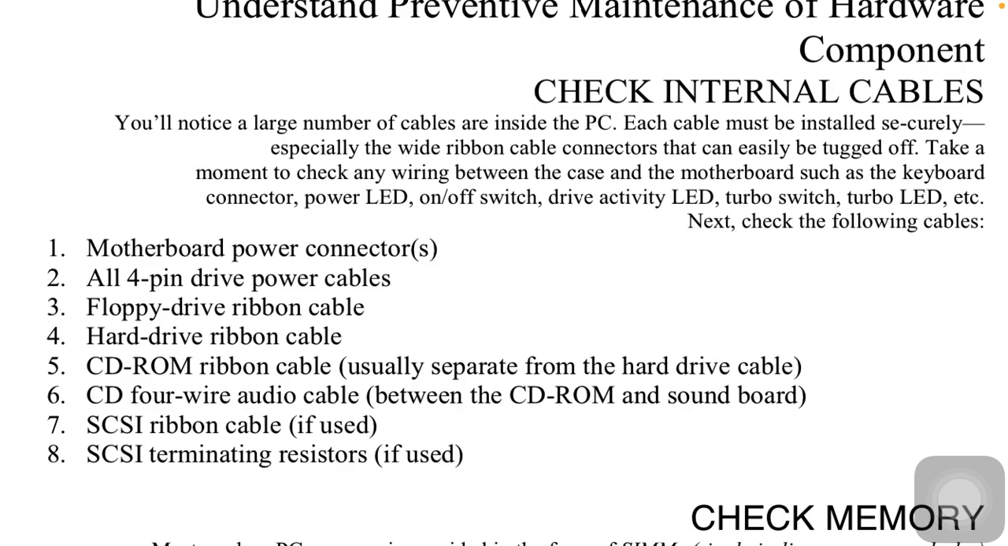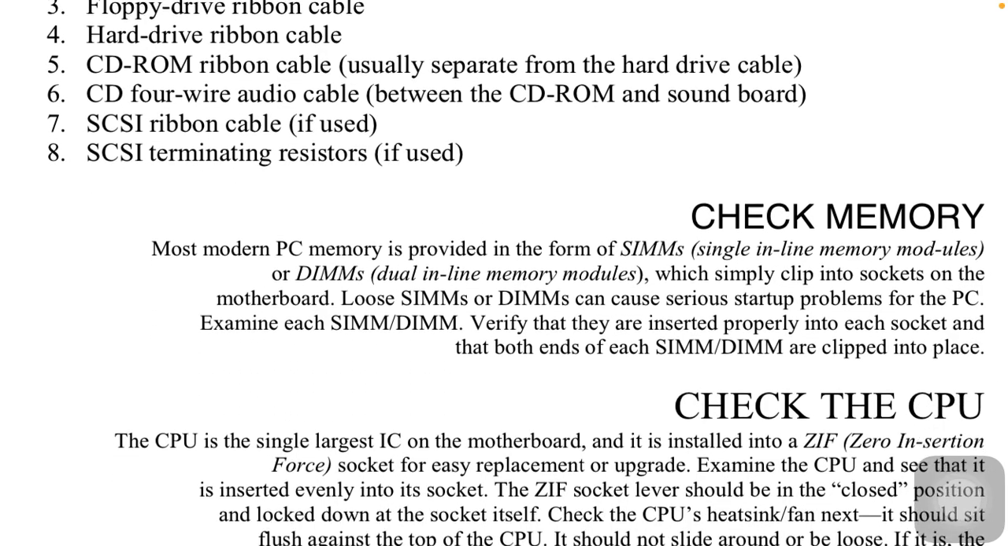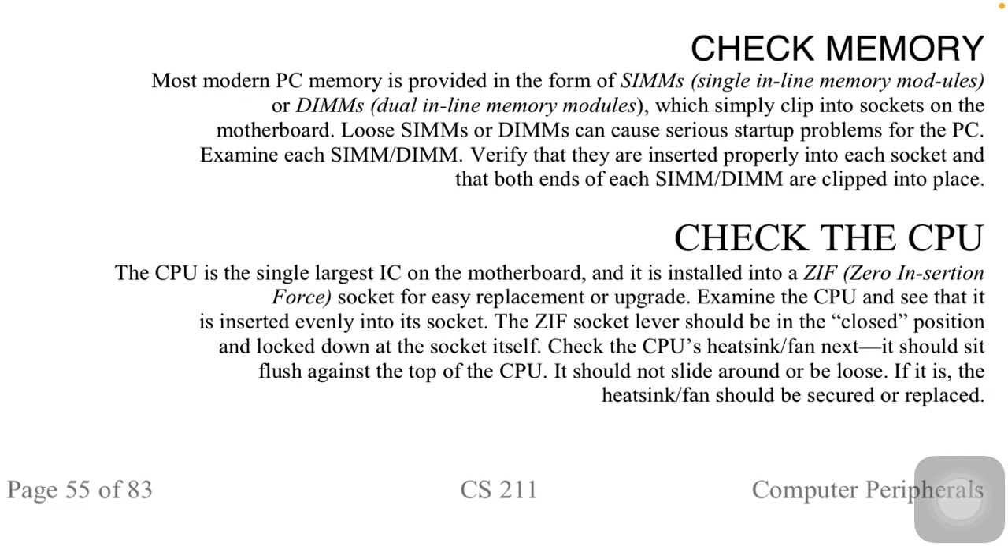Then there are some cables, LED cables. You check. On and off switch cable. Check. There's this audio wire for the CD-ROM. It connects to the sound card. Check. SCSI ribbon cable. If you are using it, check it. And these other ones.